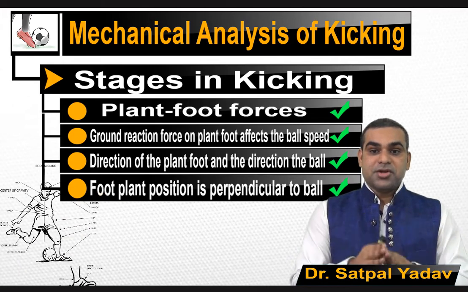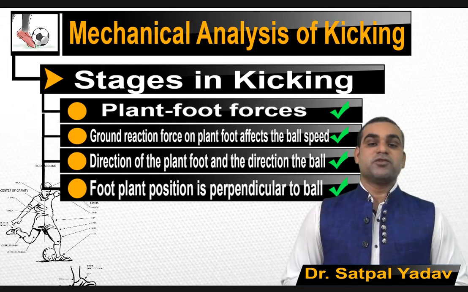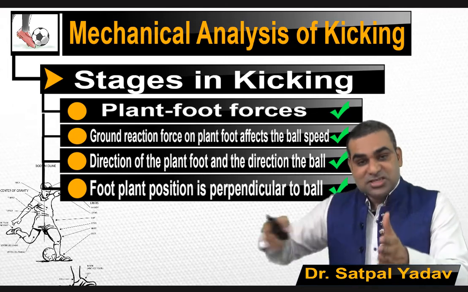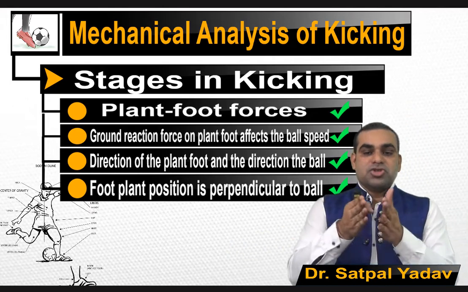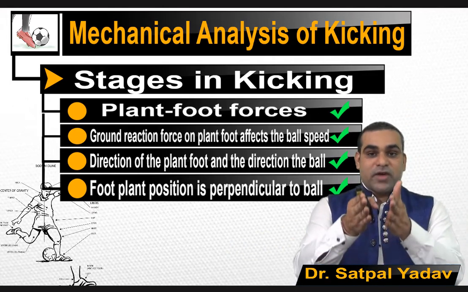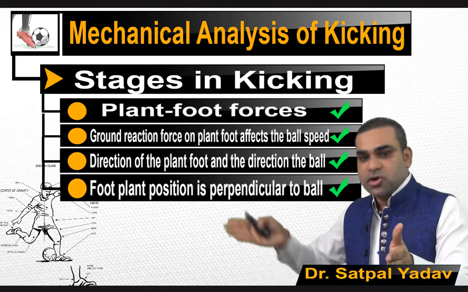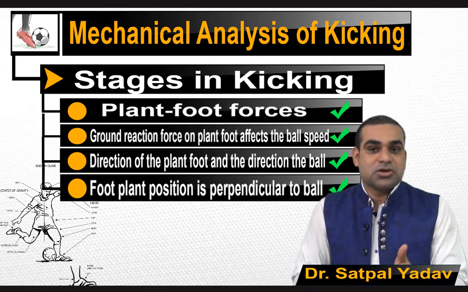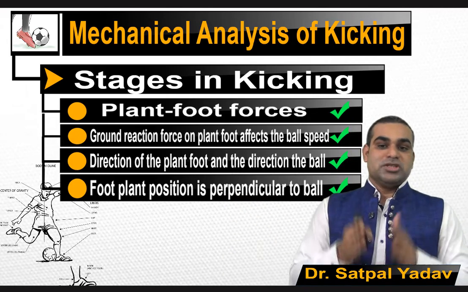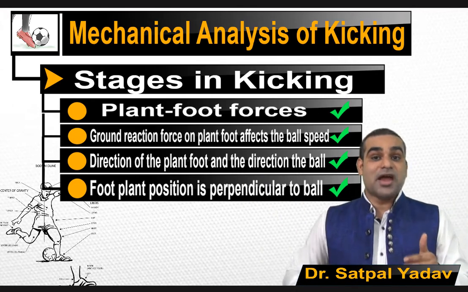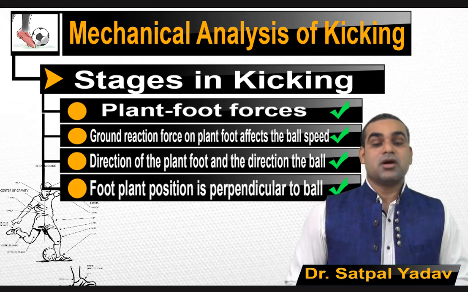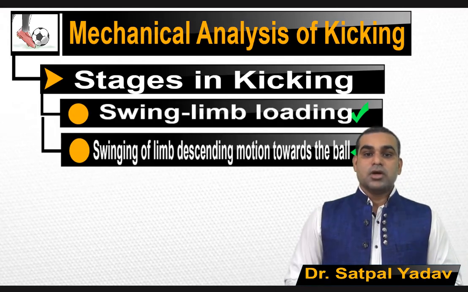The optimal anterior posterior position of the foot plant is adjacent to the ball, right? That position, the anterior posterior position, is adjacent to the ball. This anterior posterior position determines the flight path of the kicking ball.